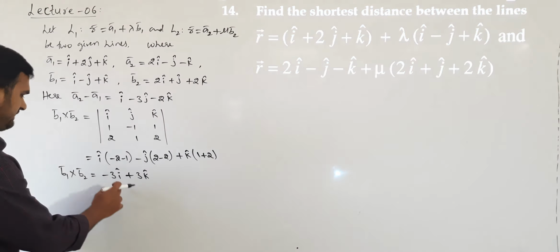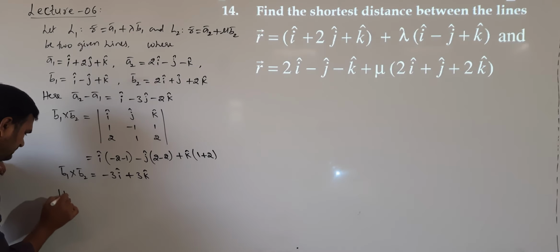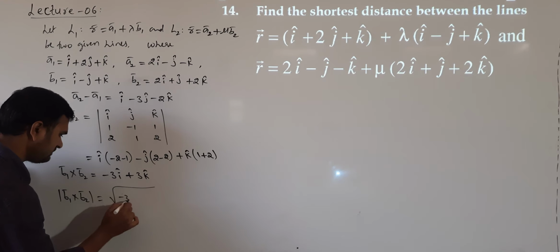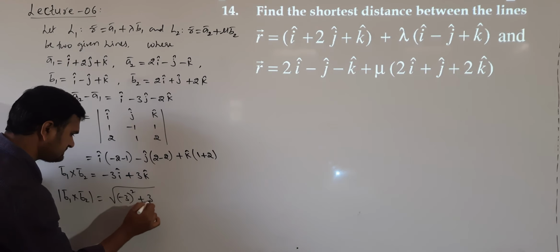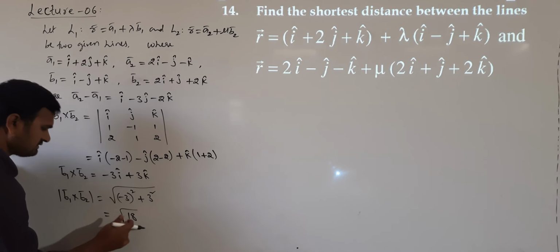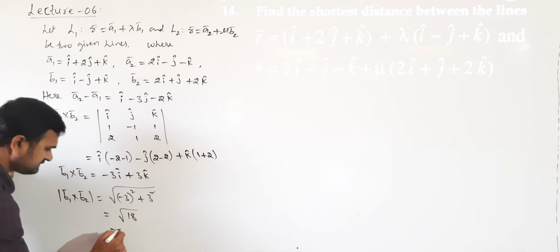What is the magnitude? The magnitude of b1 cross b2 is the root of minus 3 whole square plus 3 square, 9 plus 9. Root 18, how much is it? 3 root 2 we can write.